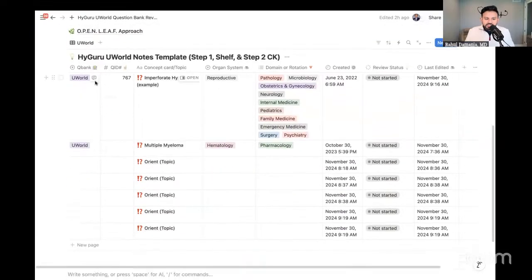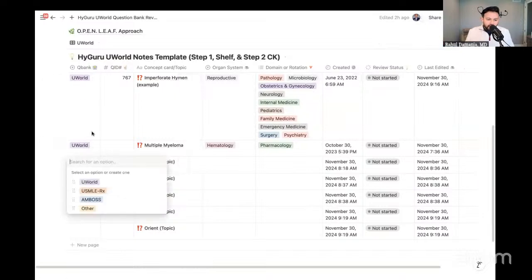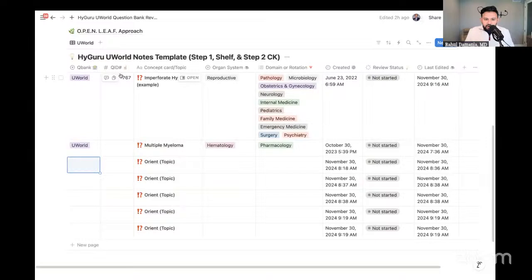And as you can see here, this is a table. You have QBank, whether it's going to be UWorld, RX, Amboss, the question number, what concept or topic. Again, you're going to put your Fab 5s here. Organ system, the domain or rotation. So if it's Step 2, you're going to focus on rotation. If it's going to be your basic sciences and comp CBSE, Step 1, you're going to do the domain. This is just when I created it. This is when I last edited it. I put this here because sometimes I want to interlink notes as I build this database.